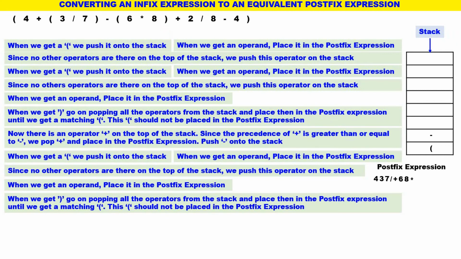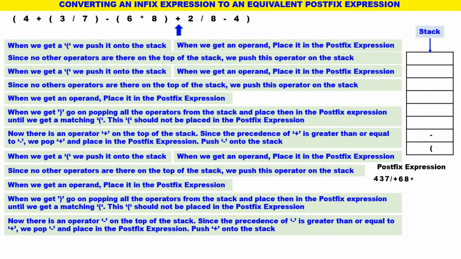Go to the next symbol. Plus. So scanned symbol is plus. On the top of the stack you have minus. Now you check. Precedence of minus, is it greater than or equal to plus? Yes. Precedence of minus is greater than or equal to plus. Read this. Now there is an operator minus on the top of the stack. Since the precedence of minus is greater than or equal to plus, we pop minus and place it in the postfix expression. Yes, minus is popped. It is placed in the postfix expression also. Any more operators? No. Therefore, push plus onto the stack. Yes, plus is pushed onto the stack. That's all. Plus is over.